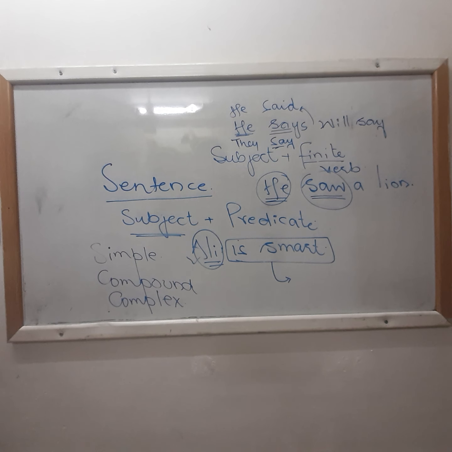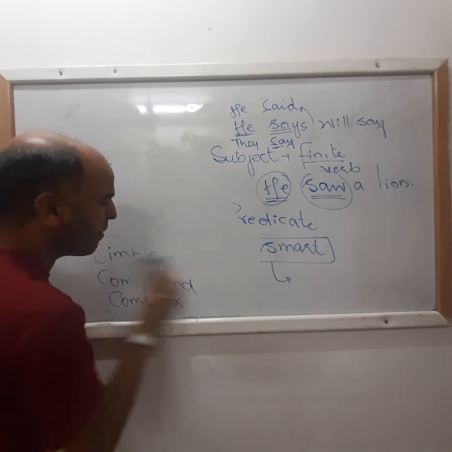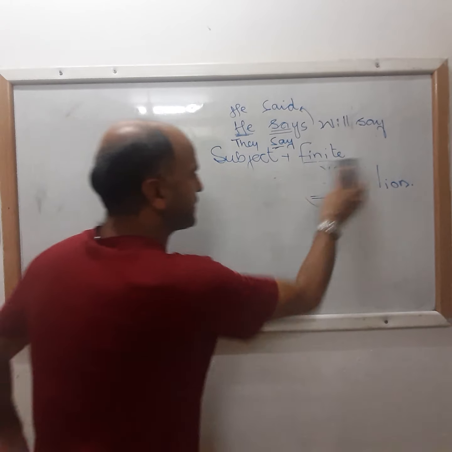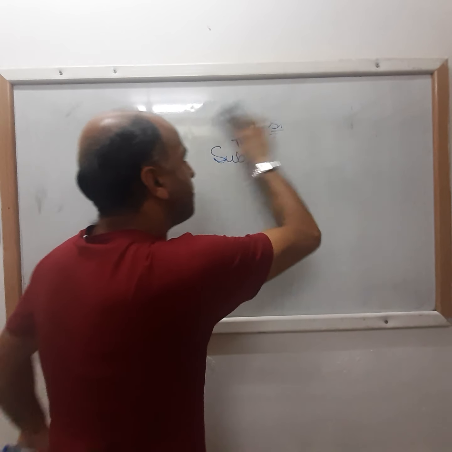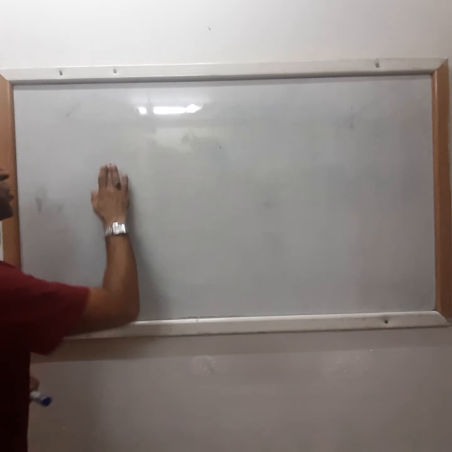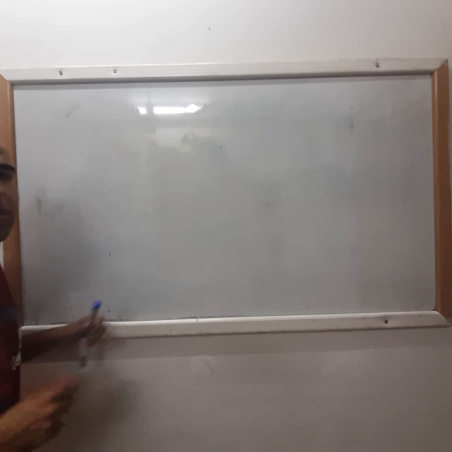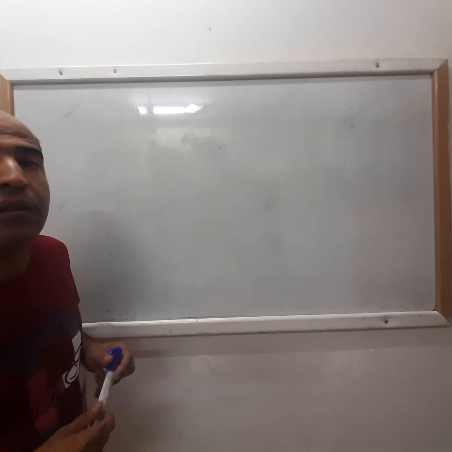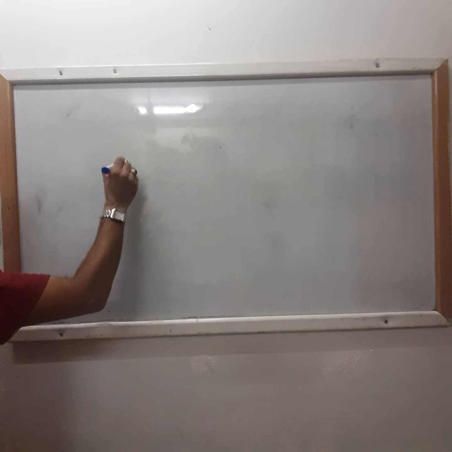Let's proceed to the compound sentence. What is a compound sentence then? Now, compound, as the word itself signifies, means mixture or combination of. Your compound sentence is a mixture of two independent clauses. An independent clause has its own subject and its own verb, and it can stand on its own. Let me give you an example of a compound sentence.